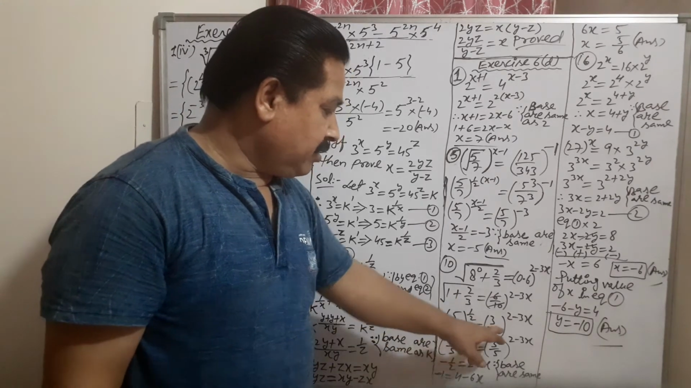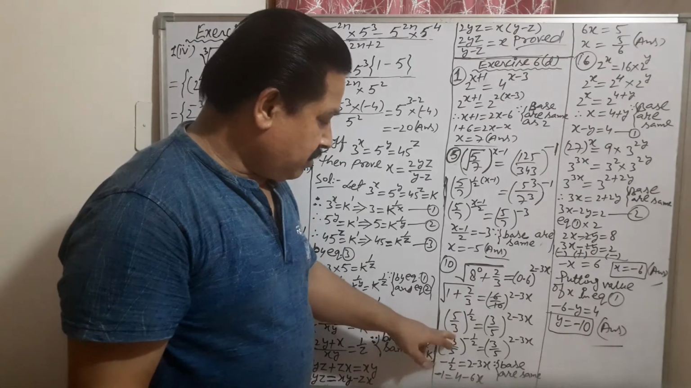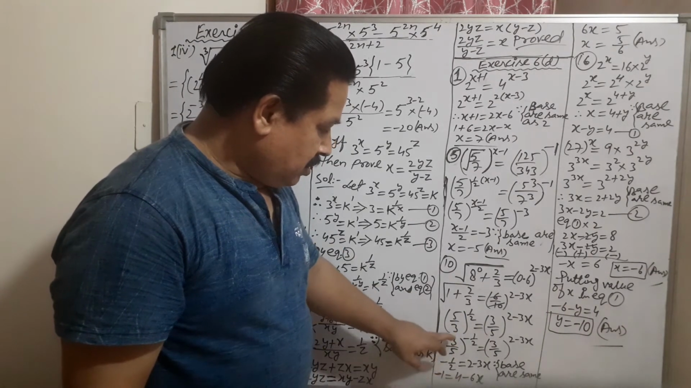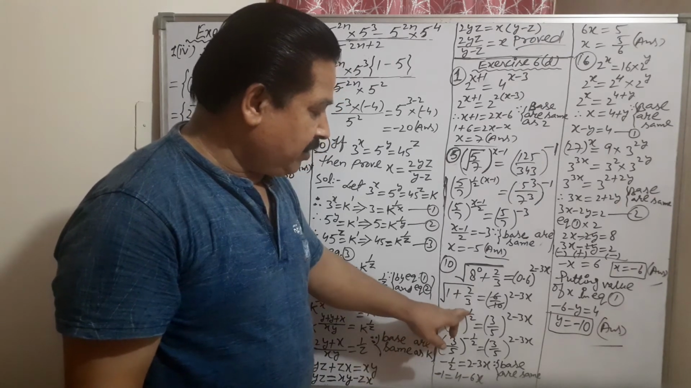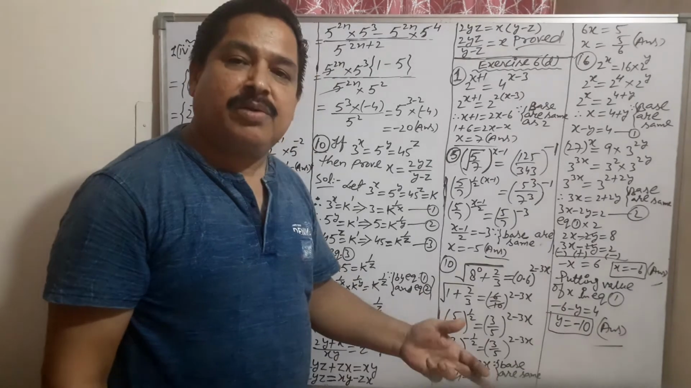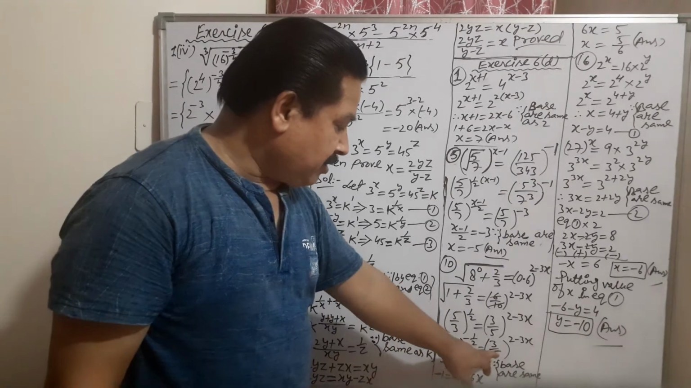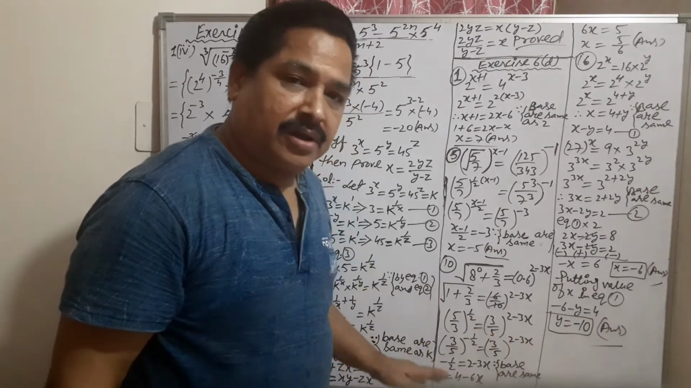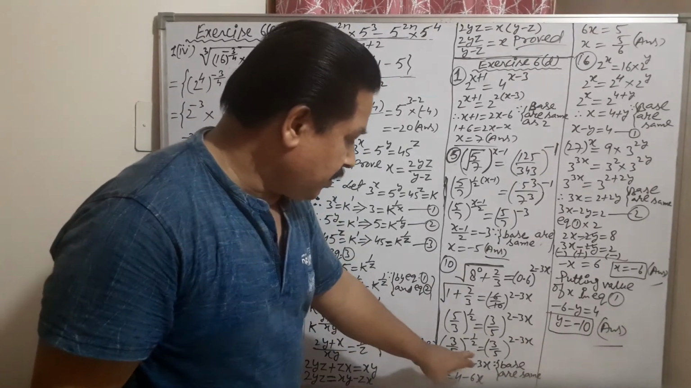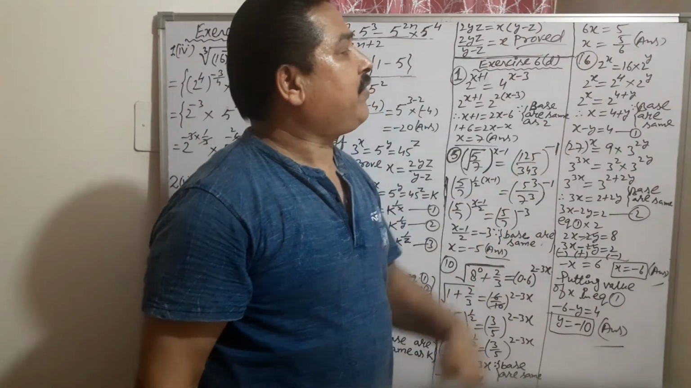Now see the bases. Bases are reciprocals here. So just make the same base. Make this reciprocal, 3 by 5. When you do the reciprocal, the power sign will be changed, so here minus. So now bases are the same. Now equating the powers, again taking equal powers because bases are the same. Cross multiplication and the answer will come 5 by 6.